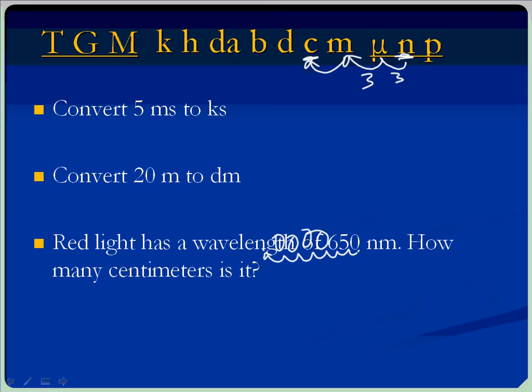0.0000. I should rewrite that since it looks kind of confusing. So I'm going to write 0.00065 centimeters. That's the wavelength of red light.